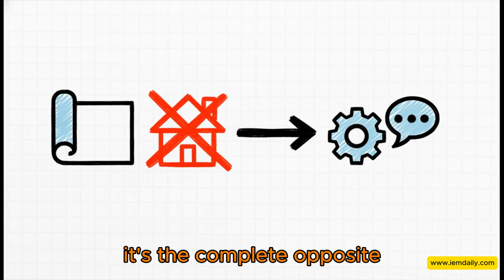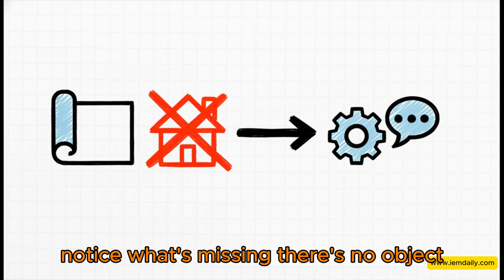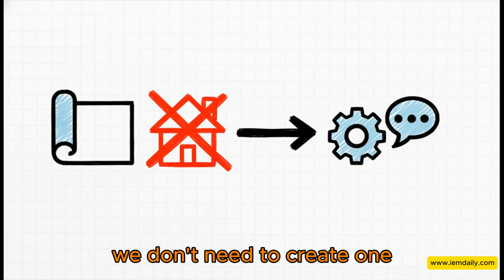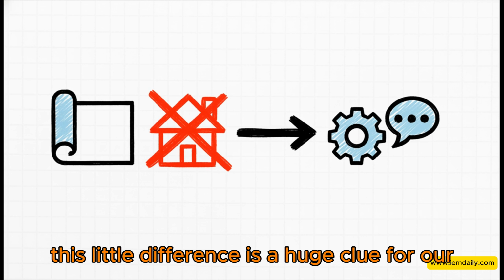And now look at this. It's the complete opposite. The show1 method is static. Notice what's missing? There's no object. We don't need to create one. We just call the method directly on the Mobile class itself. This little difference is a huge clue for our investigation.